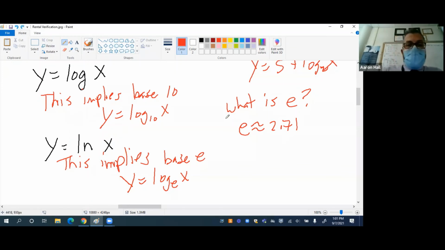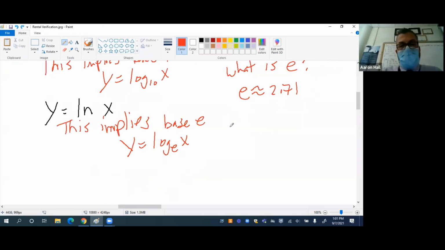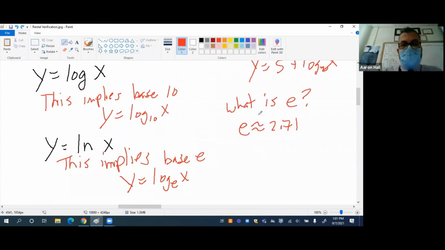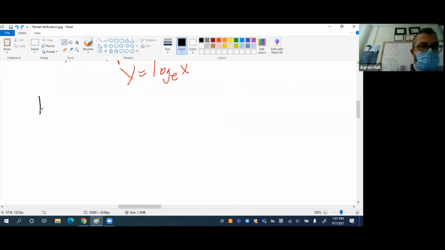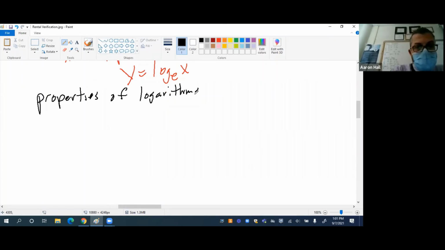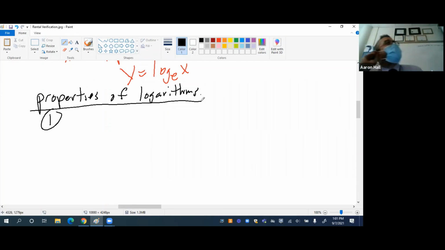So now I want to talk about the other laws of logarithms. And if I'm going too fast, let me know. I don't want to leave anybody behind. So these are the properties of logarithms. Here's the first one. Just like the laws of exponents, how many laws do we have of exponents?